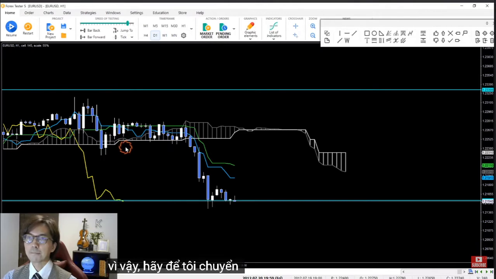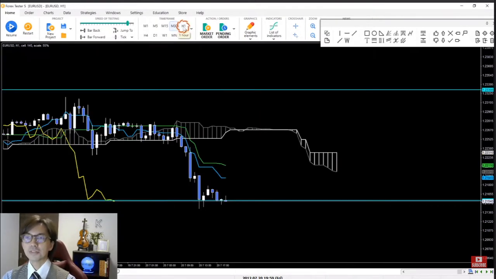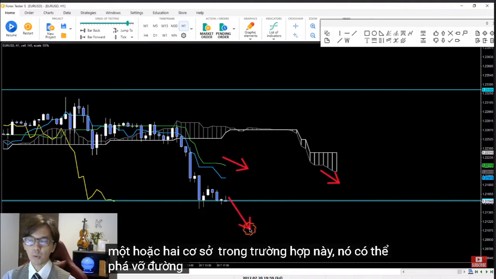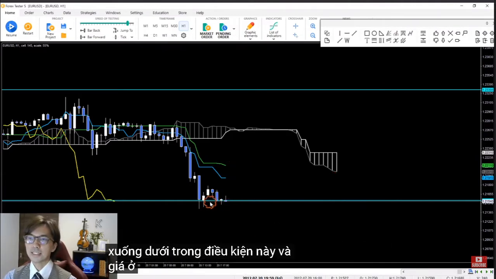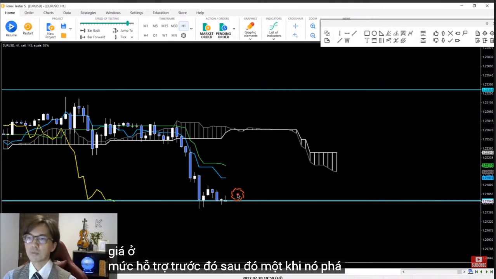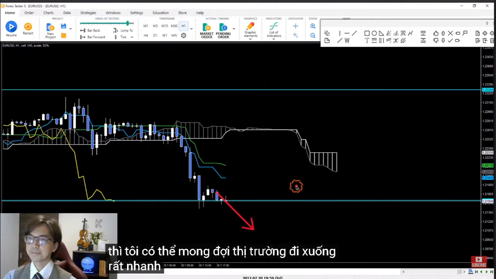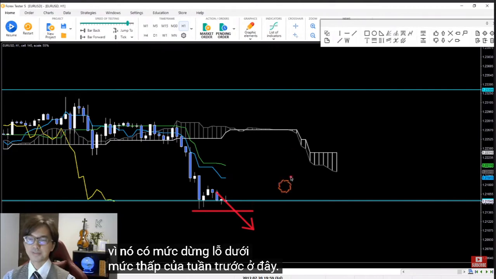So, but let me switch it to 30-minute chart also. In 30 it's flat, Kumo flat and Kijun Sen flat, but in a 1 hour chart it's still going down. So in 1 hour chart basis, in this case, it could break the support line downwards in this condition. And the price is at the previous support. Then once it breaks the support, then I can expect the market goes down very fast, because it takes the stop losses below the previous week low here.